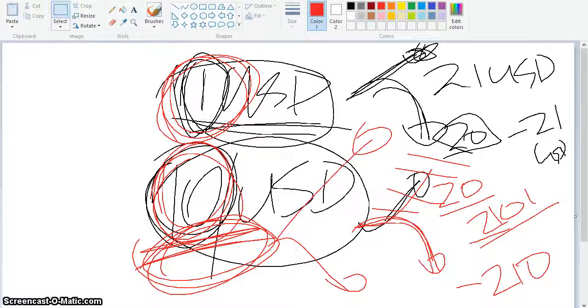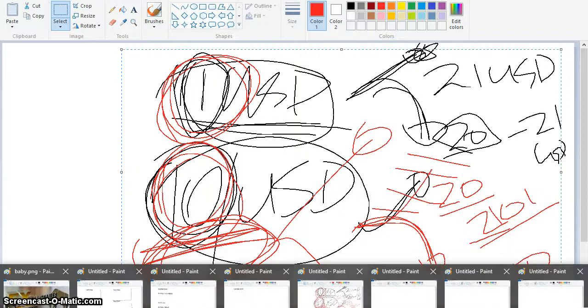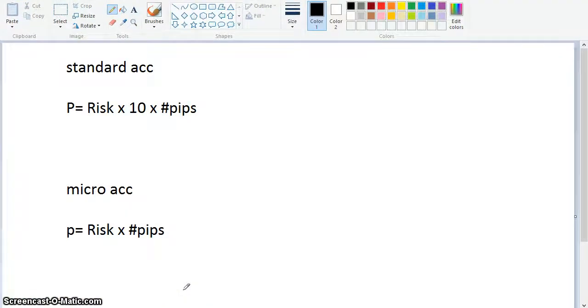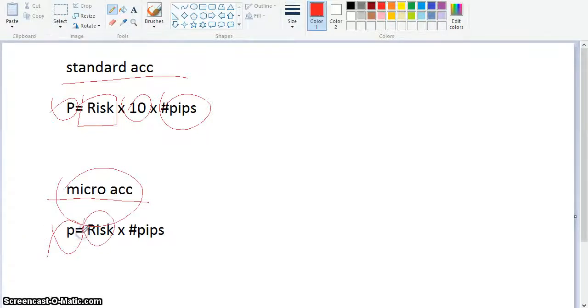Now I'm going to show you how we calculate profit. These are the formulas I wrote down. We have an account which is called the standard account, and then we have an account which is called a micro account. On a standard account, your profit is equal to your risk, those number of shares, times 10, and then times the number of pips you've moved. Remember, we did pips on the other side. And on the micro account, profit is equal to risk times the number of pips. So there is no 10 on the micro account.